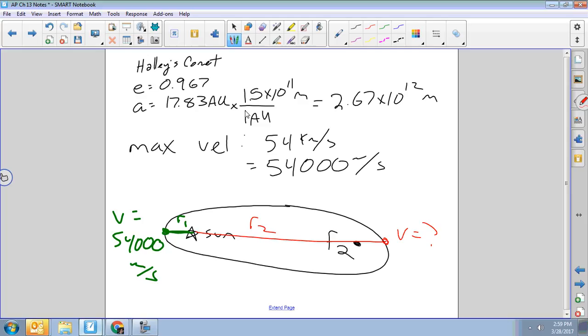So, thoughts about how we can figure that out? I know both A and E. Oh, is it my C? Yeah, so we can find C, right? So let's see.